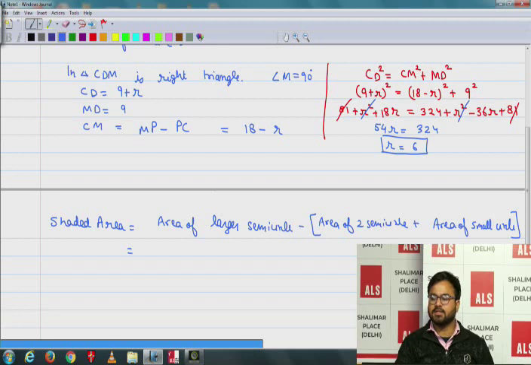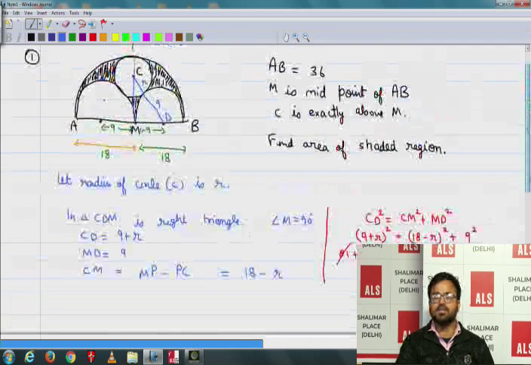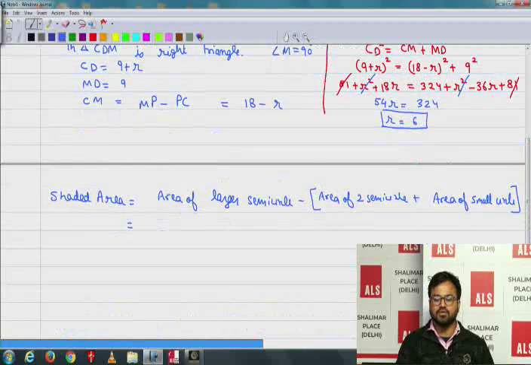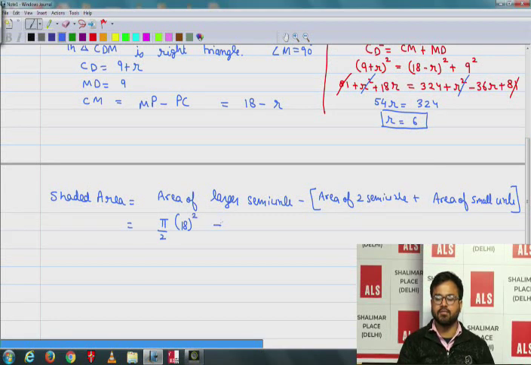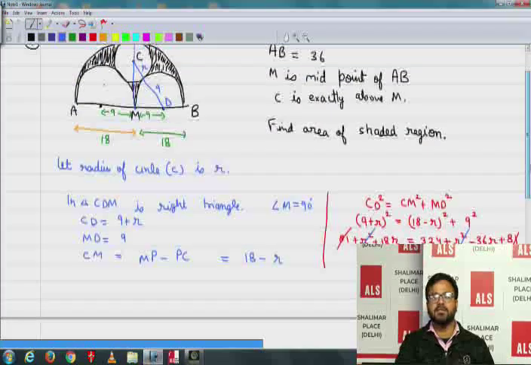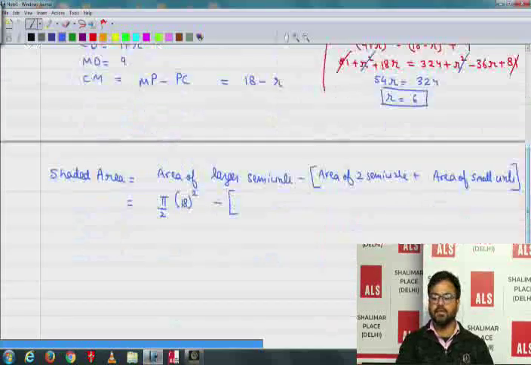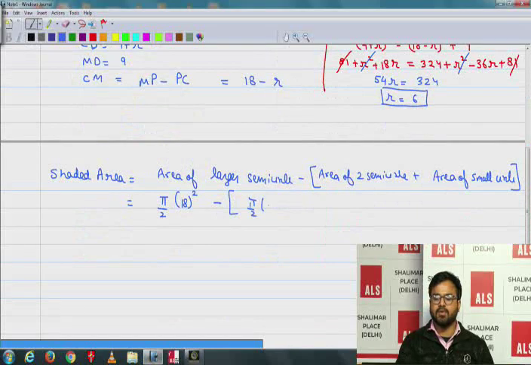So for the larger semicircle, we know the radius is 18. So pi by 2, 18 square, minus. For the two semicircles, the radius is 9. So pi by 2, 9 square plus pi by 2, 9 square plus that circle with radius r, that is a complete circle. So pi into 6 square.